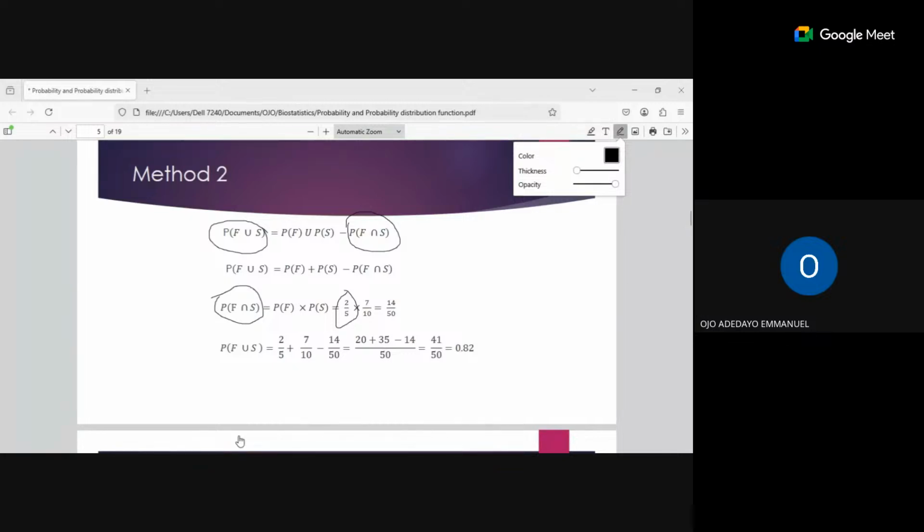Now I have a question for us. If the question asks you, what is the probability that at least one of them died, or at least one of them did not survive, what will be the answer? We add the probability that the father did not survive and the probability that the son did not survive. That will give us the probability that one of them died.